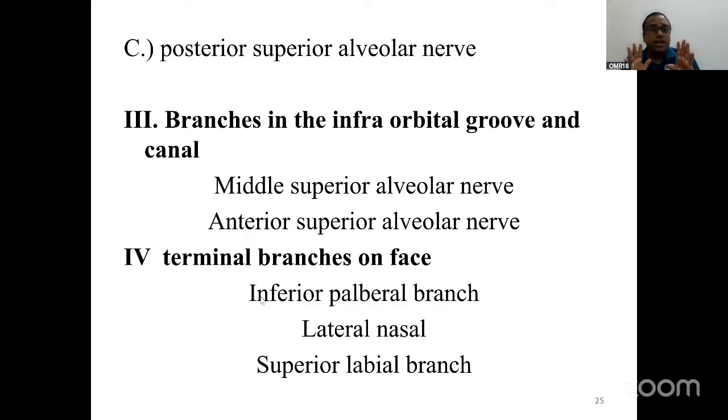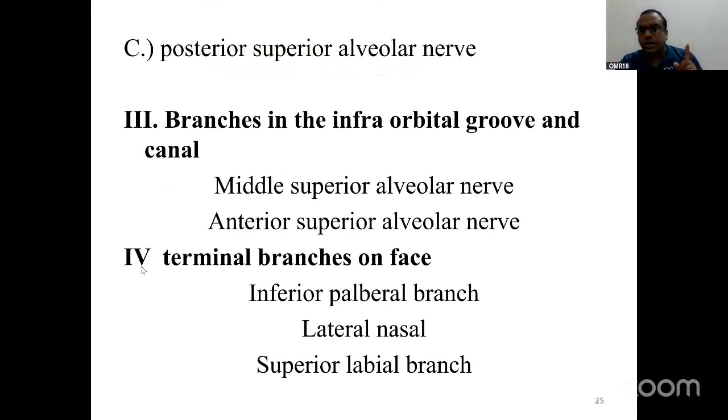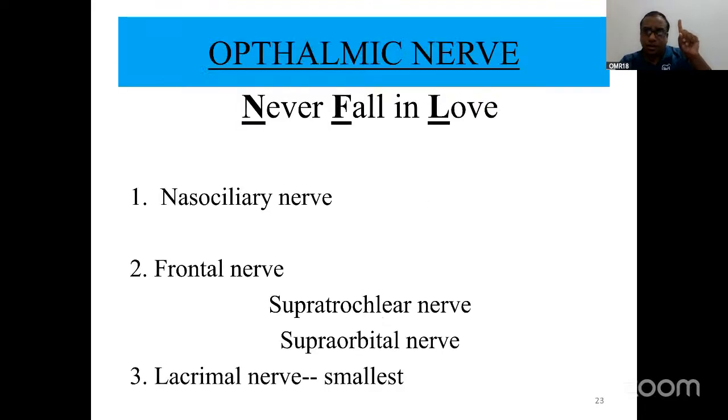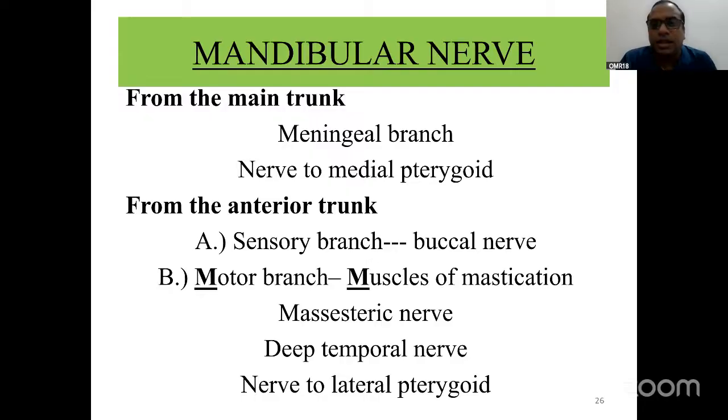So I hope I am very clear. We are discussing trigeminal nerve, maxillary. Under maxillary nerve, these are the 1, 2, 3, 4 subdivisions, and for each subdivision you have to learn what all things it has. In the trigeminal nerve, we have discussed first the ophthalmic nerve, then the maxillary nerve, and now the mandibular nerve. See, these maxillary and mandibular nerve branches you should know in and out.